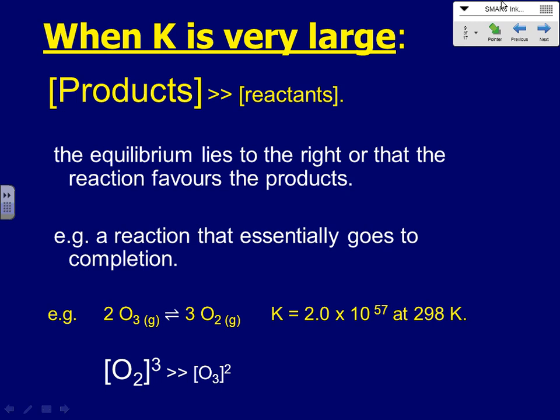At 298 Kelvin, which is room temperature. And that's a good thing because our lungs prefer oxygen as opposed to ozone. Ozone would not do good things to our lungs. So the concentration of O2 to the power of 3 is much greater than the concentration of O3 to the power of 2. But what to take from this? When K is big, there's lots of product.